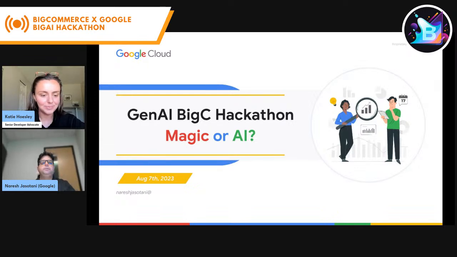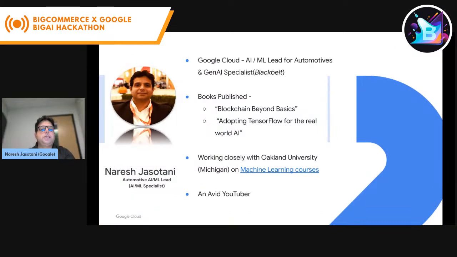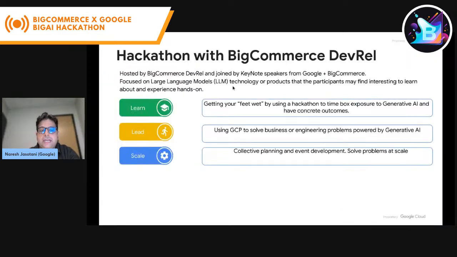Thank you so much, Katie. Hello, everyone. I am Naresh Jasotani. I'm a principal technologist at Google. So let me quickly do a quick introduction. I'm based out of Detroit, in Michigan. I lead the auto space. I've published a couple of books, Blockchain Beyond Basics and Adopting TensorFlow for the Real World AI. And I work very closely with Oakland University on creating machine learning courses. I'm a YouTuber as well.